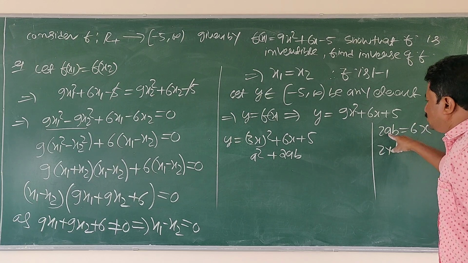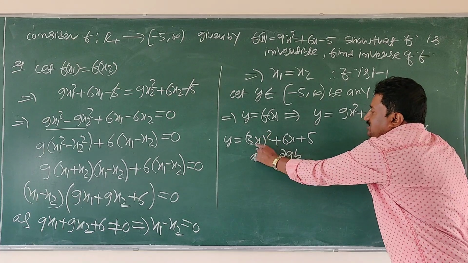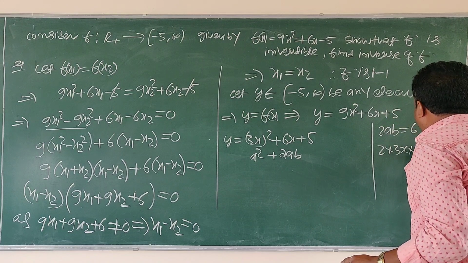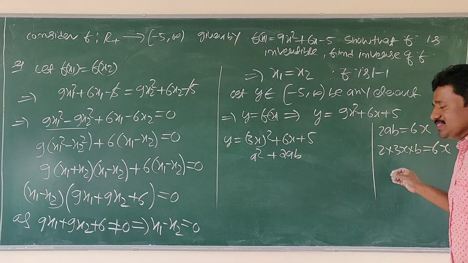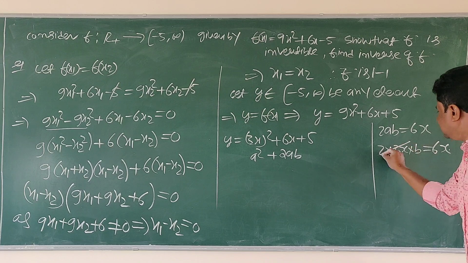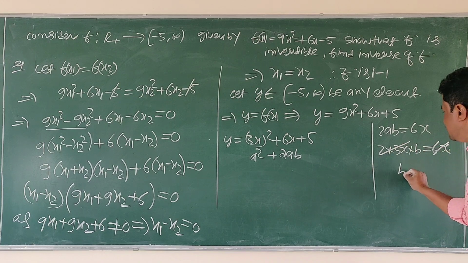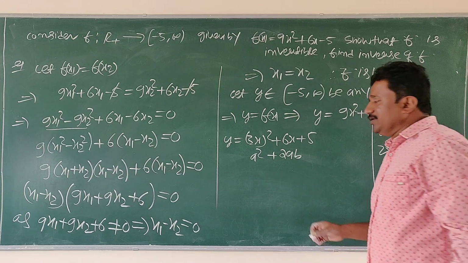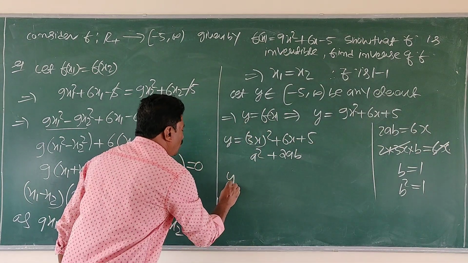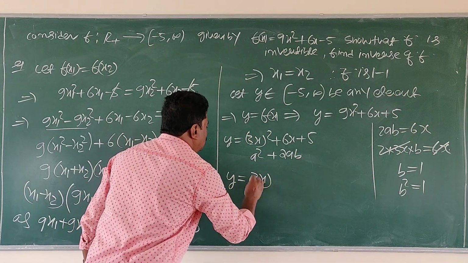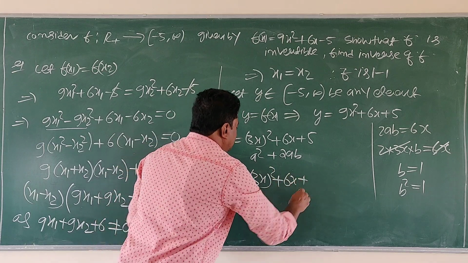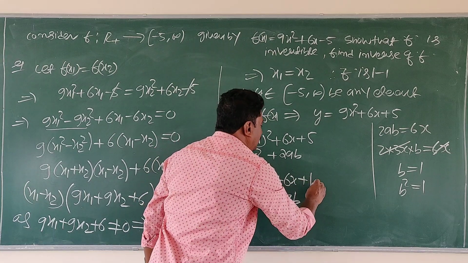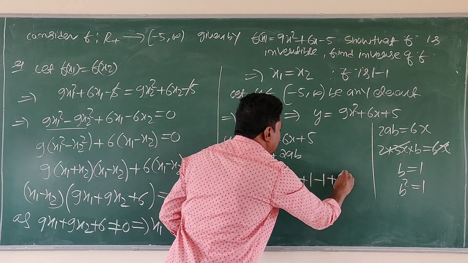2 into, substitute for a. a square is this much, a value 3x. 2 into 3x into b is equal to 6x. 6x gets cancelled. b is equal to 1. If b is 1, b square equals 1. You go for adding and subtracting. Small y equals (3x) whole square plus 6x, that is a square plus 2ab, plus b square. Tell me b square: 1, minus b square, minus 5.